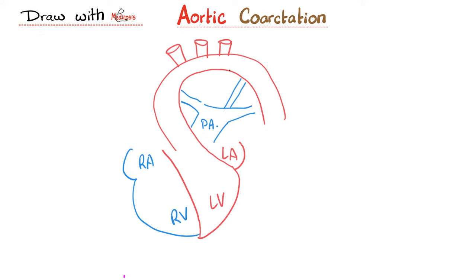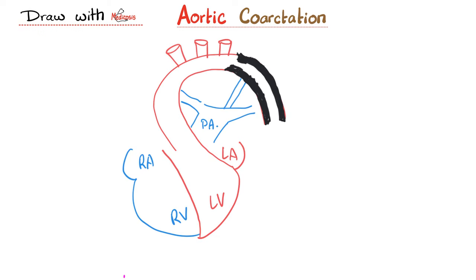Now let's draw the coarctation of the aorta. Let me draw it here. So this aorta is narrow like this. We have thickening of the tunica media of the aorta. Some hypothesize that this is due to lack of growth or lack of development or defective development in the aortic arch and its branches during embryological development.